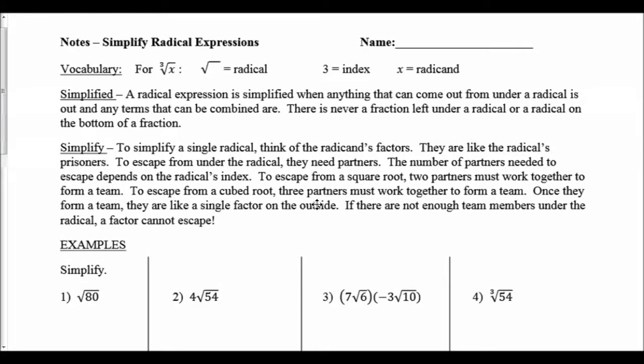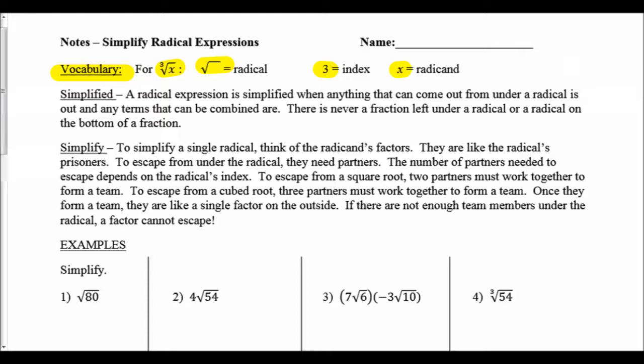This video is the notes on simplifying radical expressions. First of all, let's look at some vocabulary that we have. If we have this expression, the cubed root of x, the symbol is called the radical. The little number 3 that's inside the radical is called the index, and the x, or the thing that's underneath the radical symbol, is called the radicand.